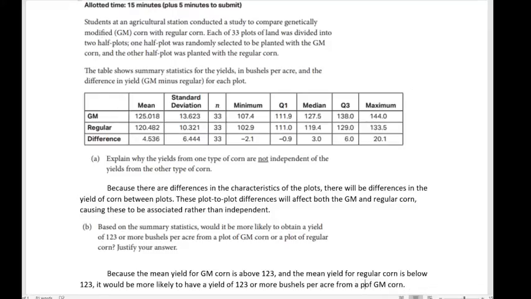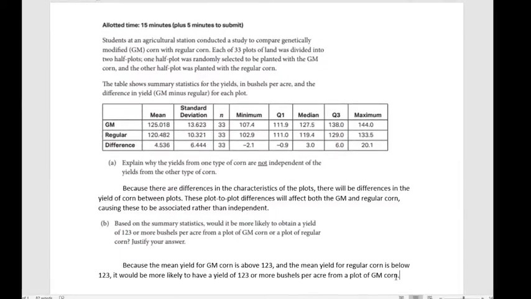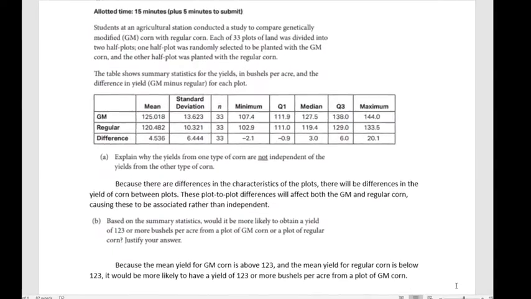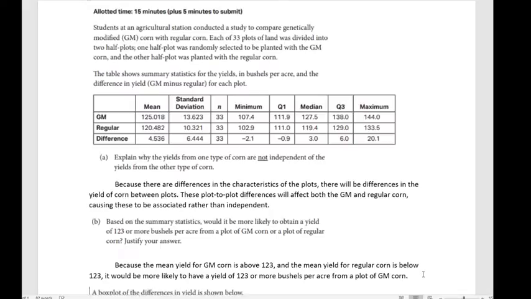This is asking us to extend this to plots in general and make predictions. So we are going away from just the sample and making descriptions of the overall yield there.